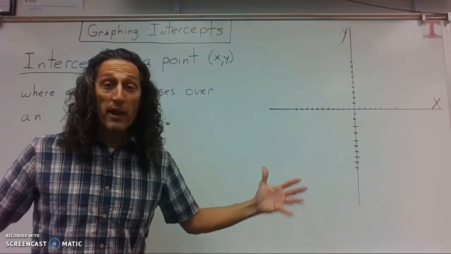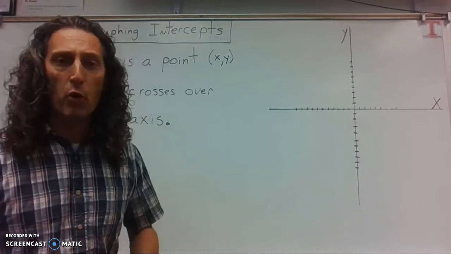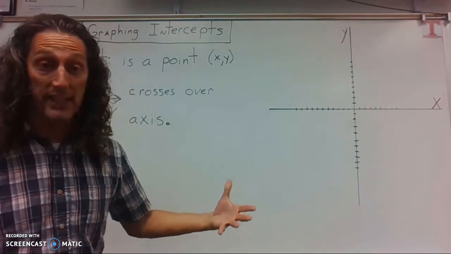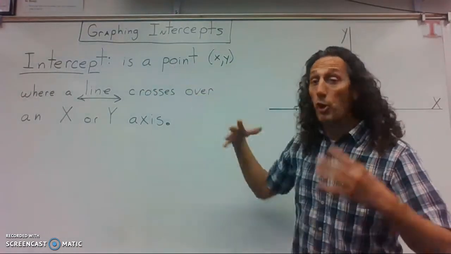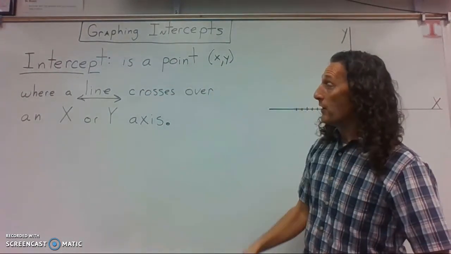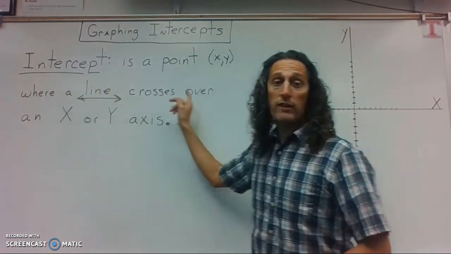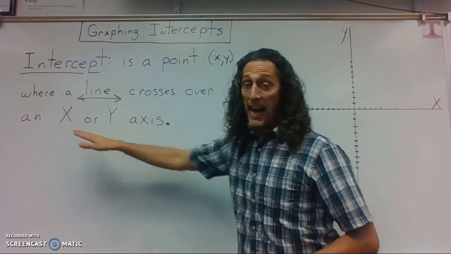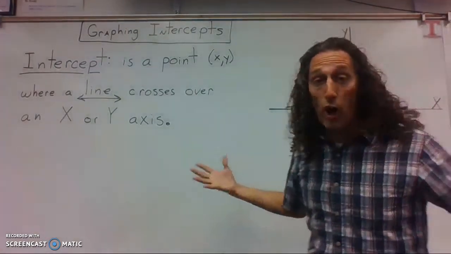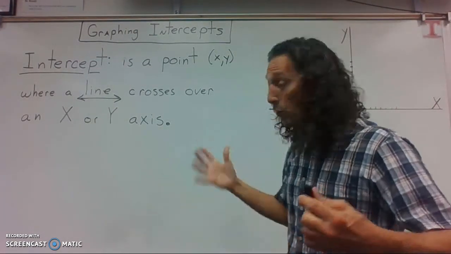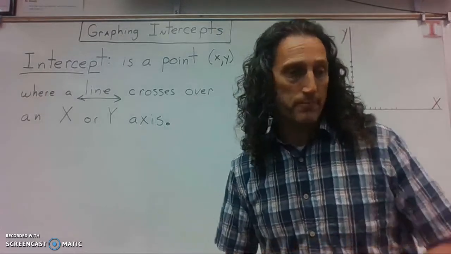All right, hopefully you have this all copied down. Let's quickly go over the definition of what an intercept is. First of all, it's just a point or an ordered pair, an x and a y, where a line crosses over either the x-axis or the y-axis. And that's all an intercept is. Let me draw some quick lines for you.